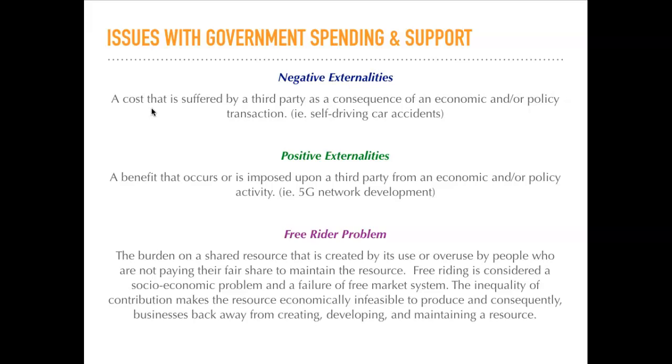So a car accident is often just an accident. Something terrible happens and it's no fault. But the externality here with the self-driving car gets us to ask questions about accountability. Whom is accountable for when a self-driving car creates a situation? So there are issues that government spending can involve in terms of these policy transactions and activities.